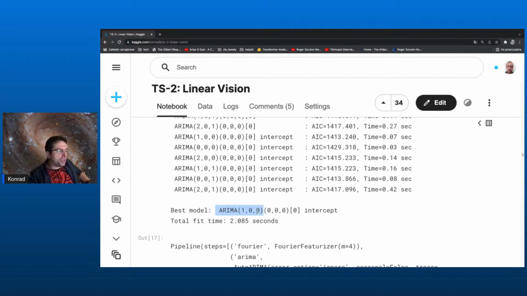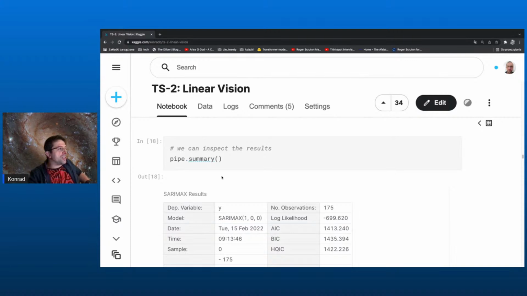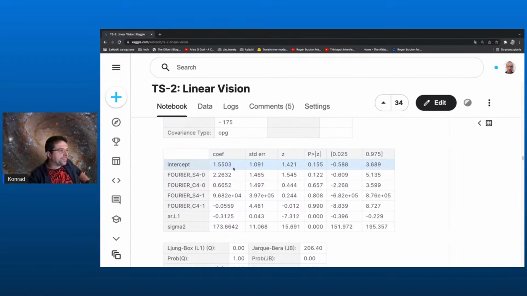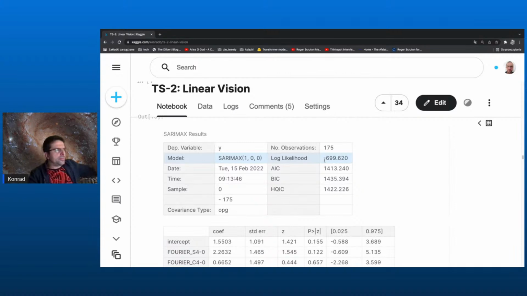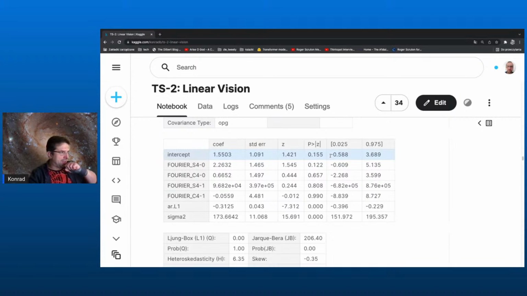Okay, we can summarize the results of fitting our pipeline to the data. The important bits here, well, this is pretty much bookkeeping. When was it run? What time? I always thought this was a bit of overkill. But okay, we have the different values of the information criteria, how many observations we actually used, pretty much self-explanatory stuff.